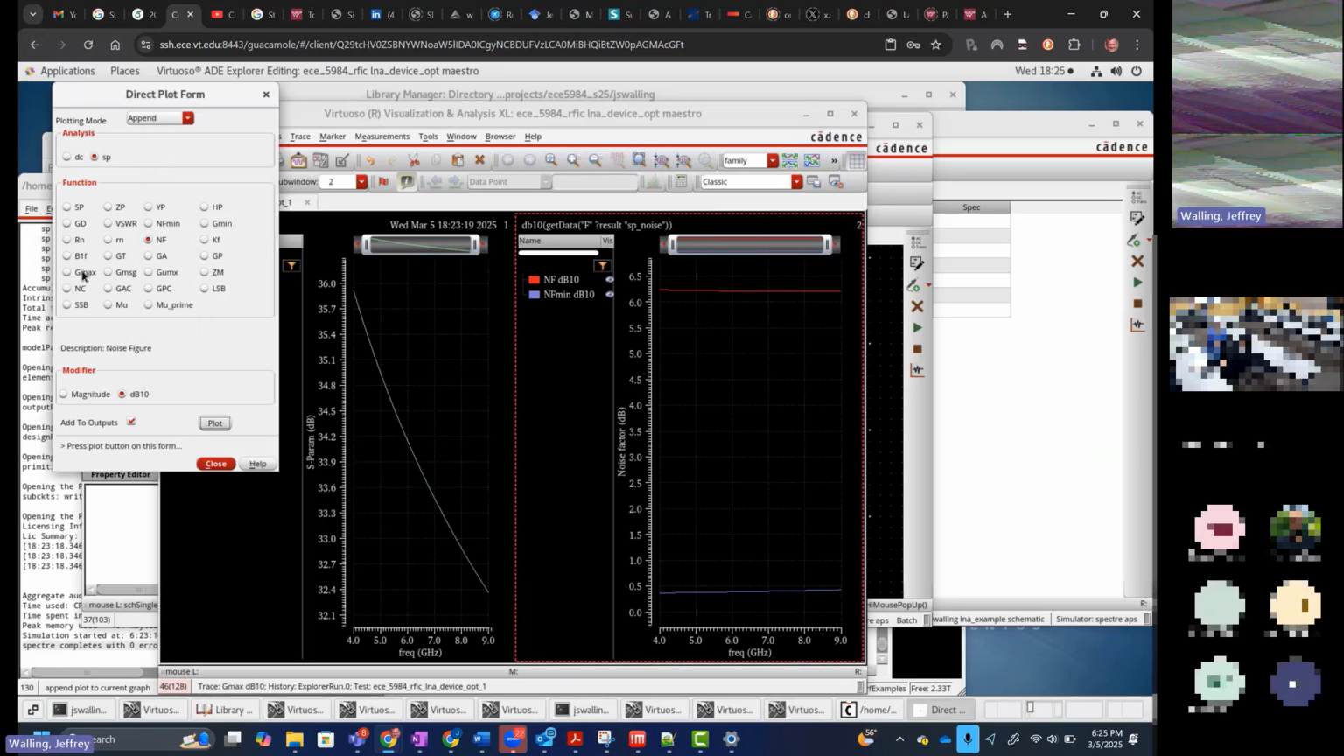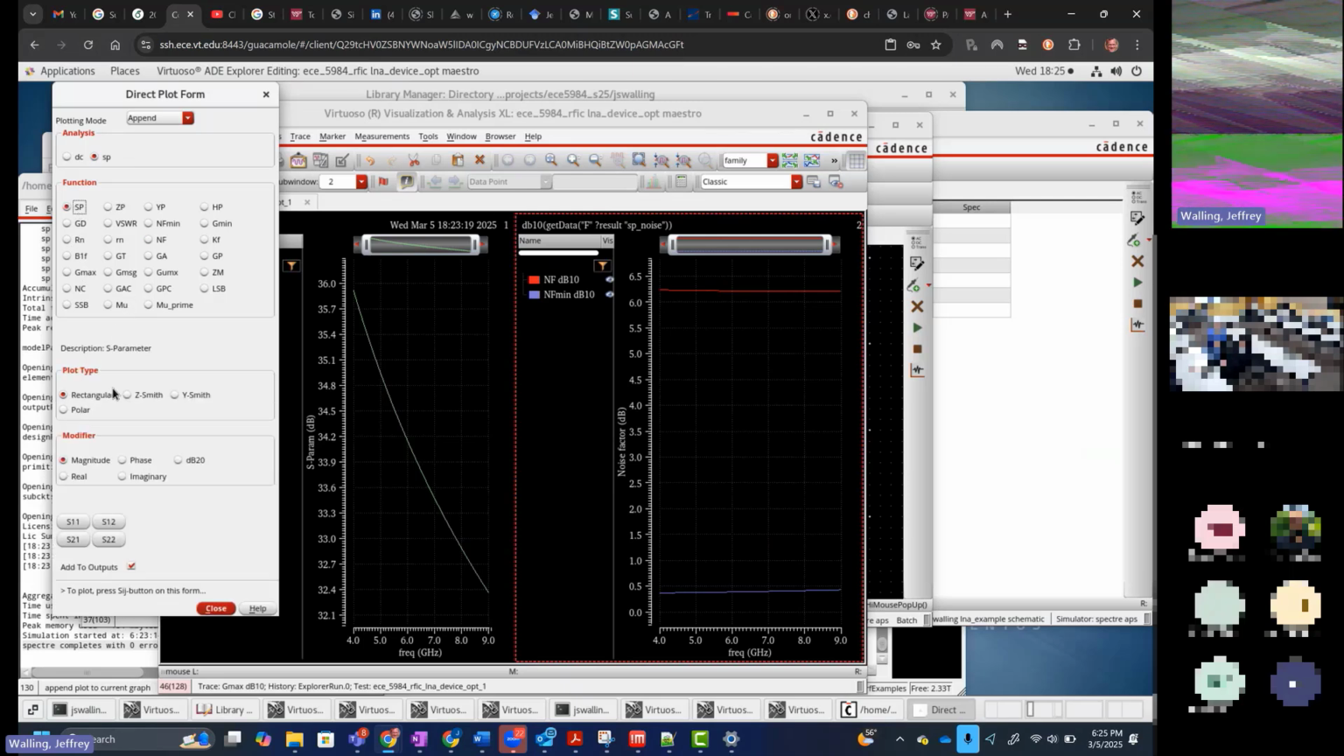G max is the maximum gain that you can get from the input port to the output port. This is taking into account mismatch losses. So it's a nice way to look at what this device can give me, possibly. It's the best case. You can, of course, see what it's giving you right now. We can just go and look at S21.